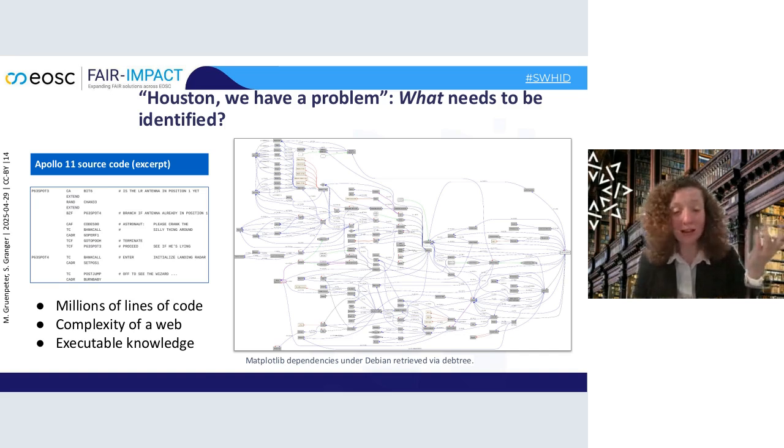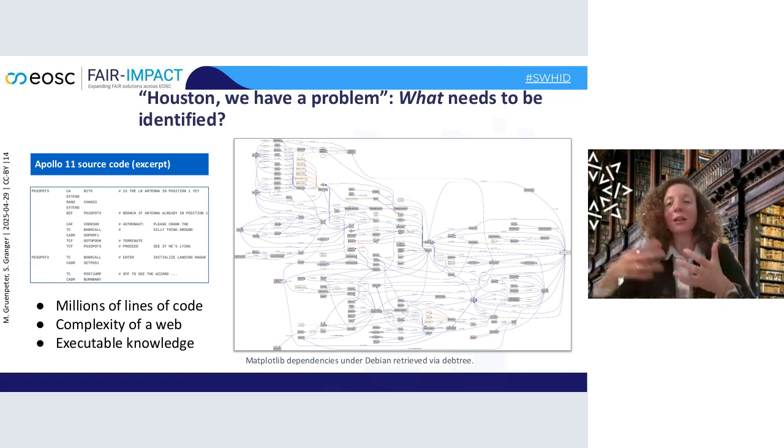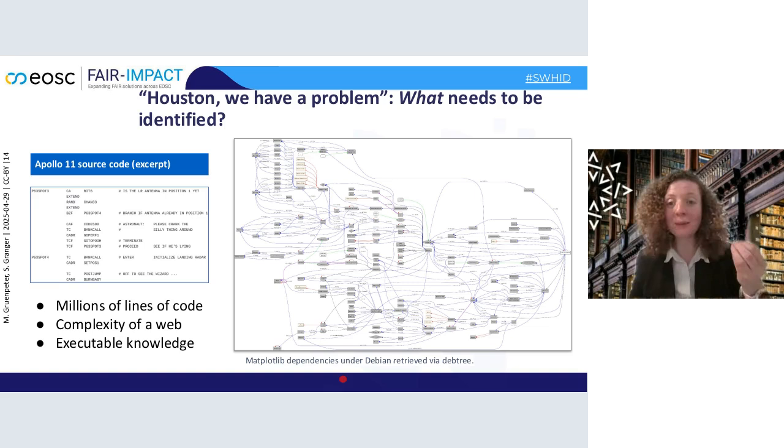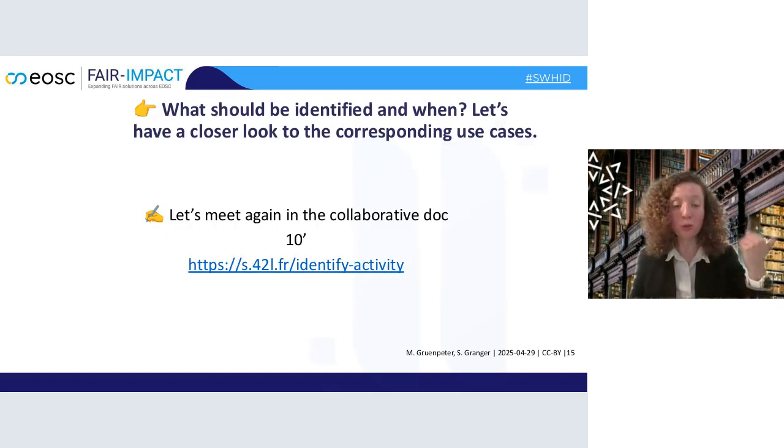And again, another problem, what needs to be identified? There's millions of lines of code. There's a complexity of this web of dependencies, and it is executable knowledge. Now, many people will say, we want just to use the software. We want to keep the software that we run and use it again in a year, in 2 years, in 5 years. But the executable knowledge is in the source code. So the important part in the transparency is also making sure that this is kept safe and accessible and open source. This is something that we preach for at Software Heritage, to have the software source code licensable and open.